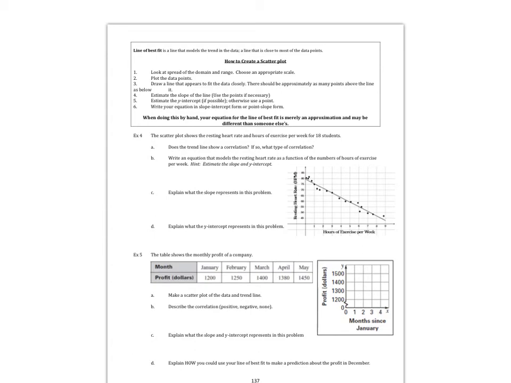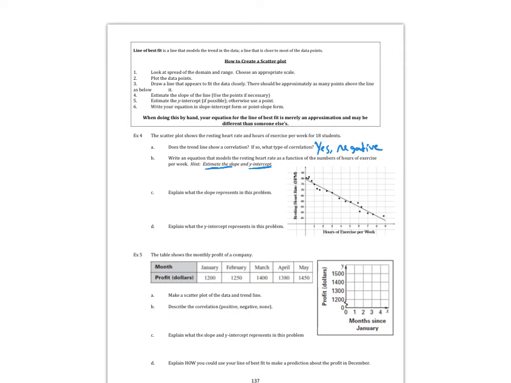Okay, so example 4, does the trend line show a correlation? Well, it does, because as the hours of exercise increase, the resting heart rate decreases. And so yes, it does show a correlation, and it's negative. Now it says write an equation that models the resting heart rate. So we need to estimate the slope and the y-intercept, right?